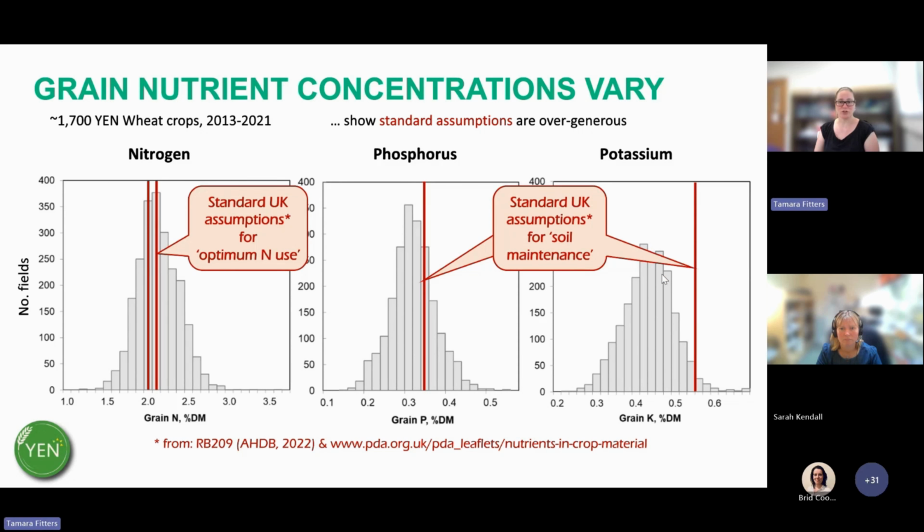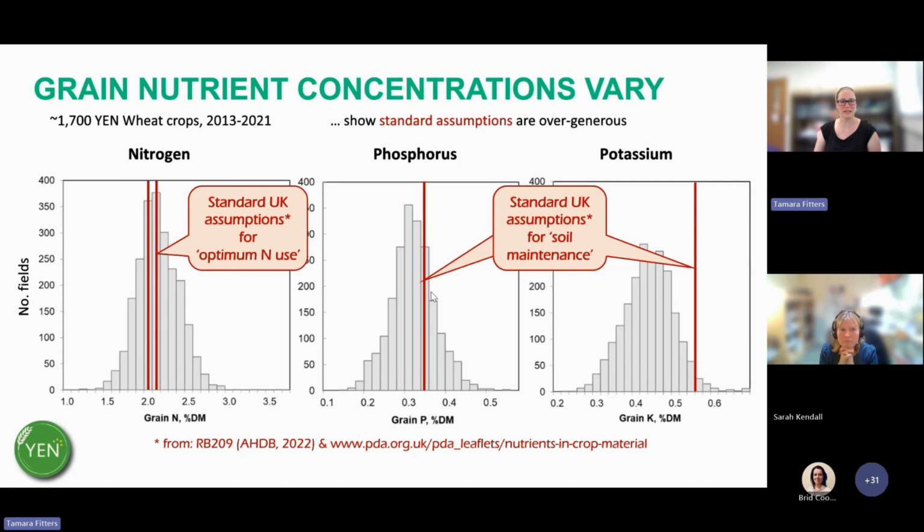fields that have a grain potassium of about 0.45, whereas RB209 assumes a much higher content of 0.55, which is a big difference. So we can't always rely on just the standard numbers, because in reality, our fields aren't like that.